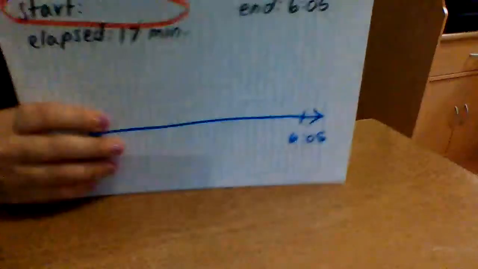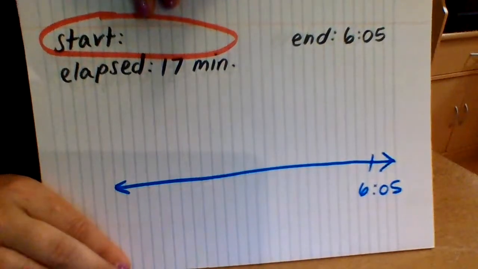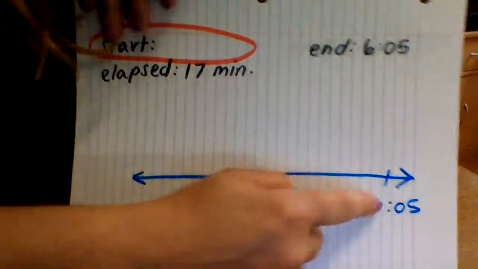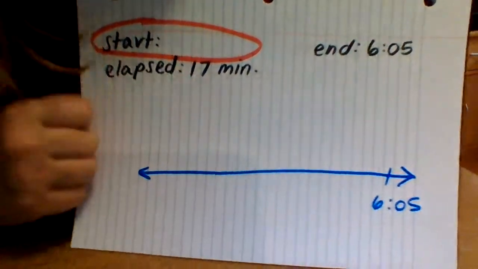All right. So here we have a different type of word problem. We'll say Anderson finished dinner at 6:05 p.m. He ate for 17 minutes. What time did he start dinner?